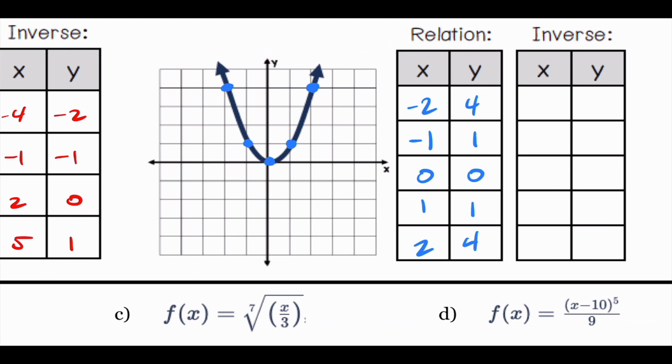Step 2, switch. 4, negative 2. So right 4, down 2, right there. 1, negative 1. Right 1, down 1. 0, 0 is going to stay. 1, 1 is going to stay. 4, 2.